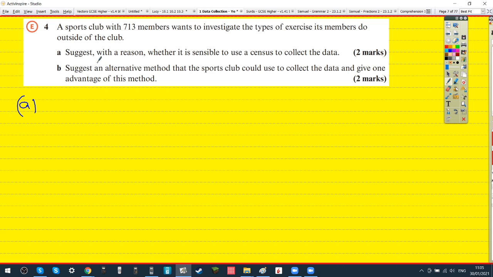So let's say whether it is suitable to use a census. Let's just say unsuitable, too time consuming. A sample might be just as good. And B?